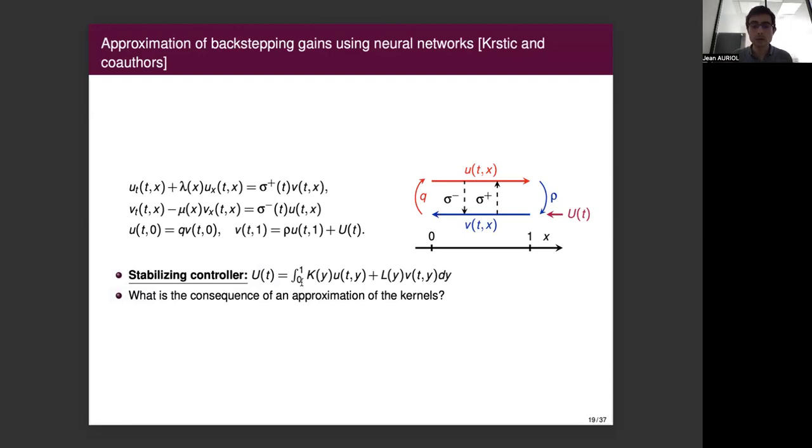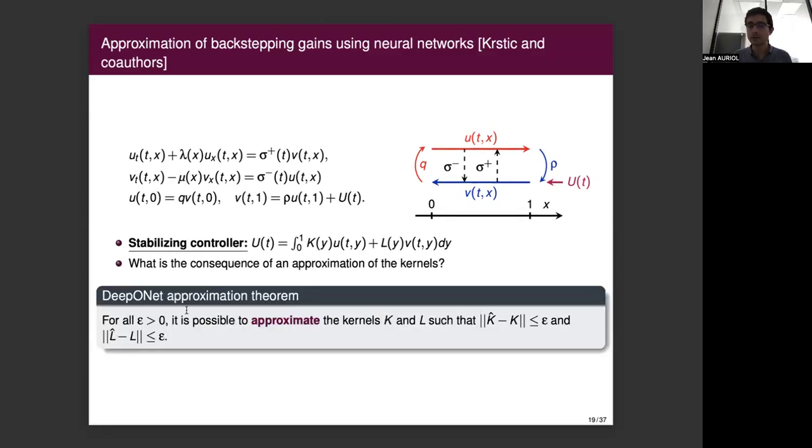And so the question is, what is the consequence of an approximation of the kernels? So for instance, for the deep net approximation theorem, you know that it is always possible to approximate the kernel k and L by k hat, which is given by a neural network, such that the norm between the two is smaller than a given constant epsilon that you have chosen. So the advantage of using a neural network is that it can give you the kernels much faster than other approaches, once properly trained, of course.